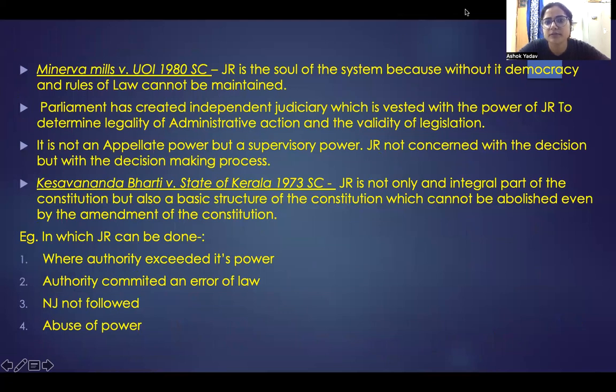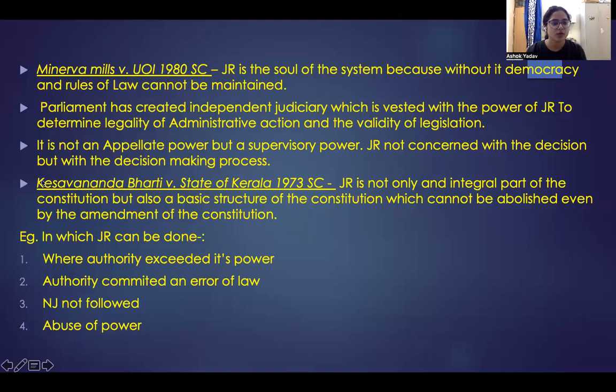Now, let's read some cases. Let's read a case law related to judicial review, which is Minerva Mills versus Union of India, 1980 Supreme Court. In this case, it was held that judicial review is the soul of the system, because without it, democracy and rule of law cannot be maintained. Parliament has created an independent judiciary which is vested with the power of judicial review to determine the legality of administrative action and the validity of legislation. They also said that it is not an appellate power, but a supervisory power. Judicial review is not concerned with the decision, but with the decision making process.